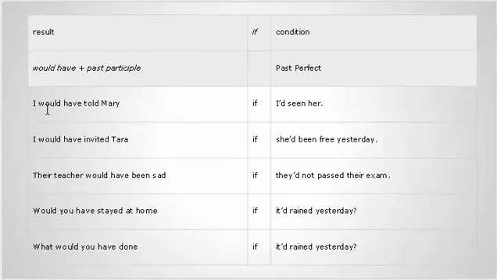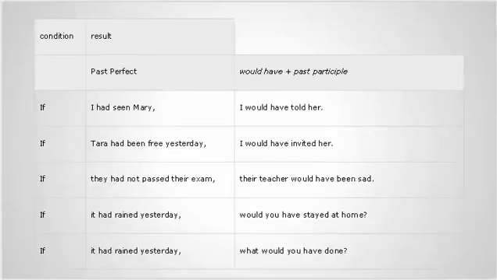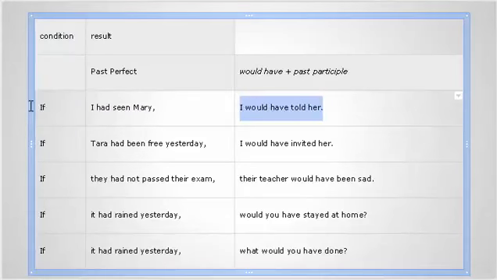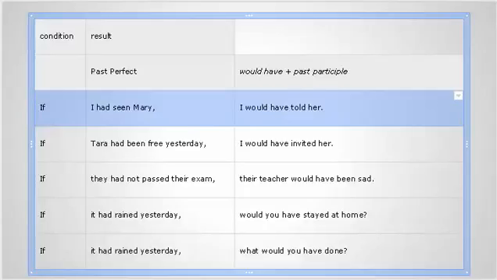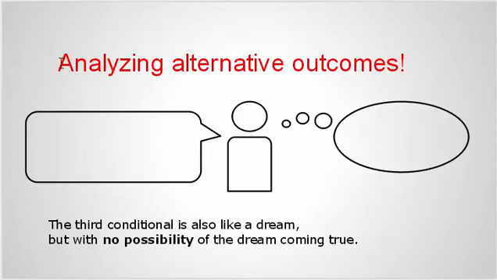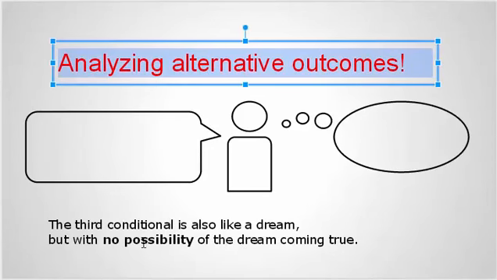Here's change it from the if clause in the second. Let's change it to the first. If I'd seen Mary, I would have told her. Okay, the truth is, I hadn't seen Mary. I haven't seen Mary. I didn't see Mary. And I didn't tell her. So, however, if I had seen her, I would have. This is analyzing alternative outcomes for the speaker.